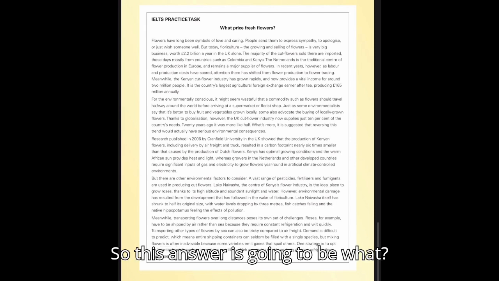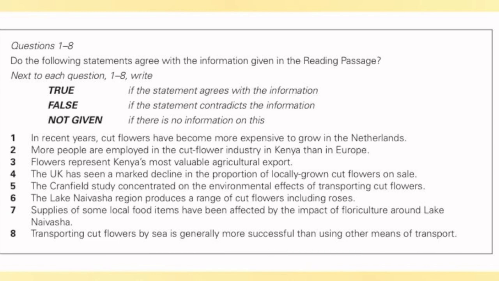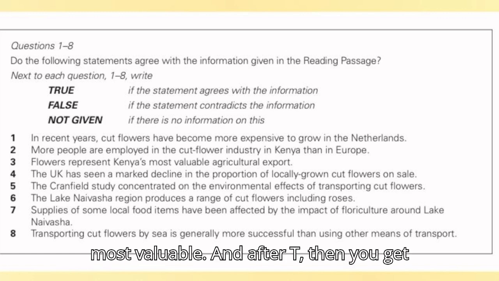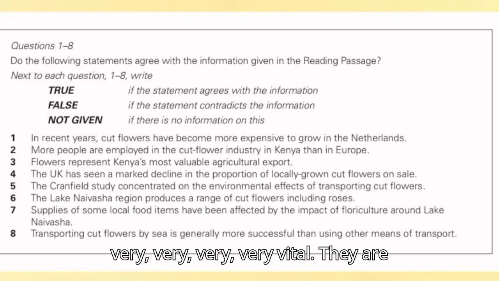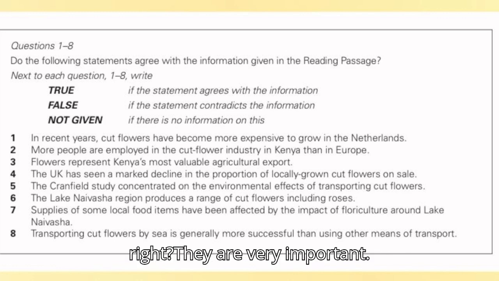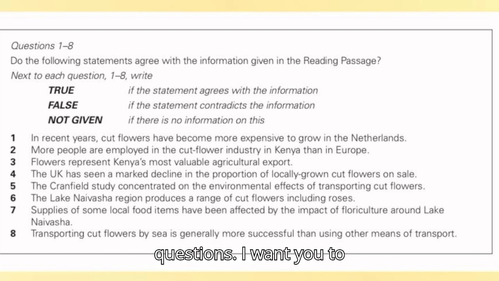So this answer is going to be false. Look at it very well. The answer is going to be false because it is not the most valuable. Tea is the most valuable, and after tea, then you get flowers. So paying attention to these details is very vital. They are very important. So we've successfully answered three questions.